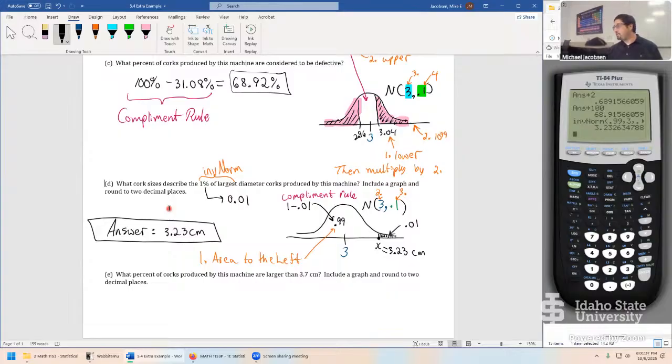Okay, well, last one for the notes. It's asking what percent of corks produced by this machine are larger than 3.7 centimeters. So for that last problem, let's draw the diagram. I guess we should say as well, is this an inverse norm or a normal CDF problem? Anyone see which function we should use?